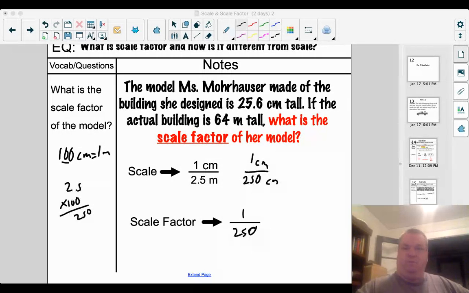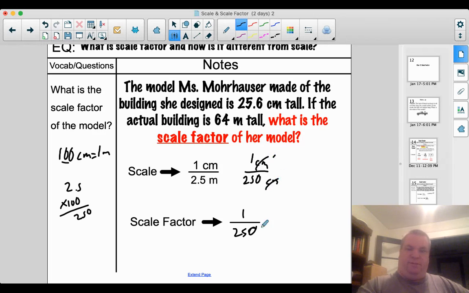See if you're right. All right, welcome back. Hopefully the scale factor that you got was 1 to 250. There's 100 centimeters in a meter, so I had to multiply this by 100. That gave me 250 centimeters, as opposed to 1. Once the units are the same, we drop them. This tells me it's 250 times bigger in real life than it is on the model.